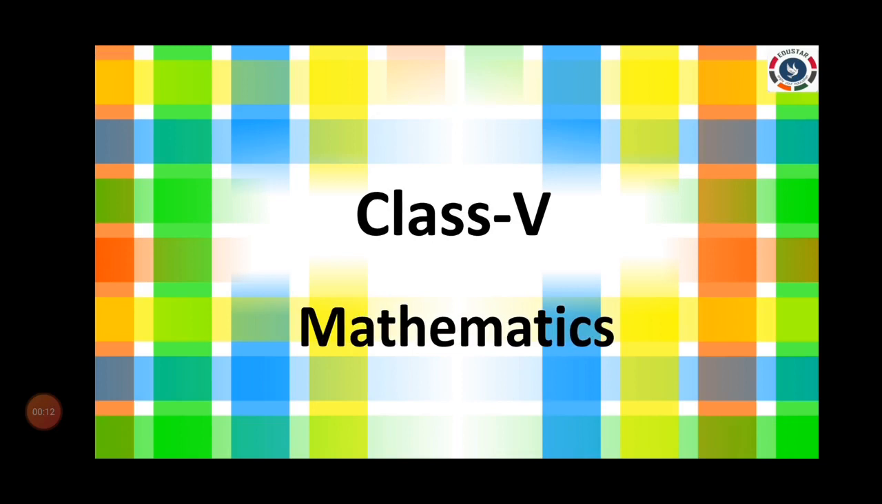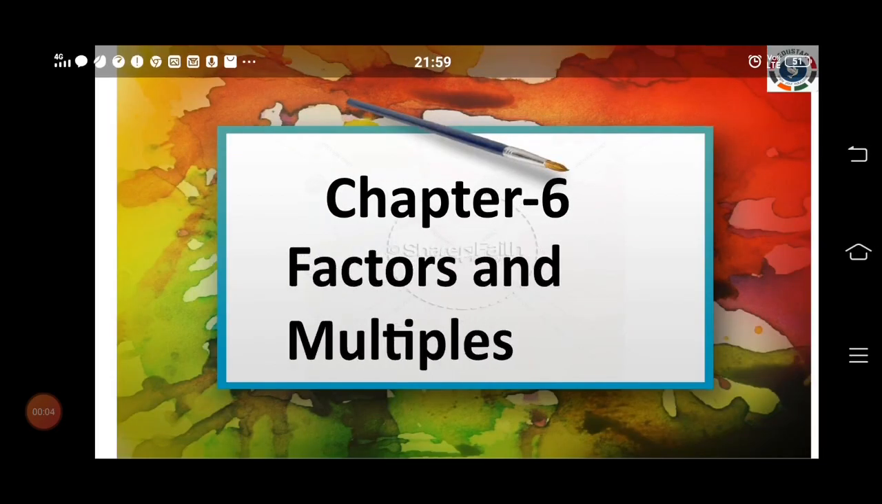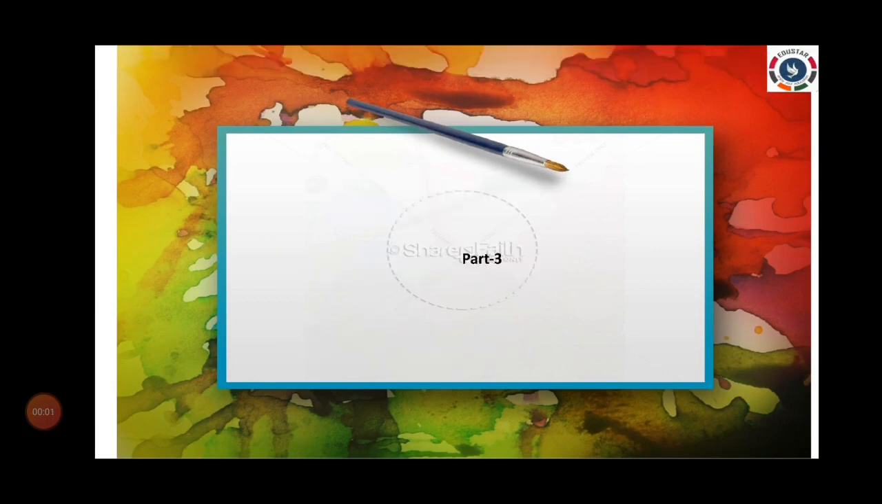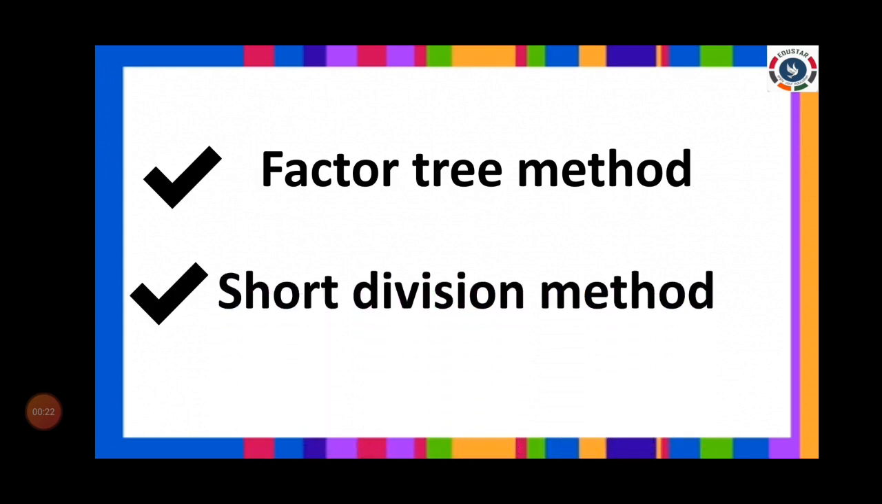You are watching Class 5 Mathematics, Chapter number 6, Factors and Multiples, Part 3. We have learnt about prime number, composite number, twin prime, co-prime number, and prime factorization in the last class. In prime factorization, we have studied two methods: one is the factor tree method, and another one is the short division method.